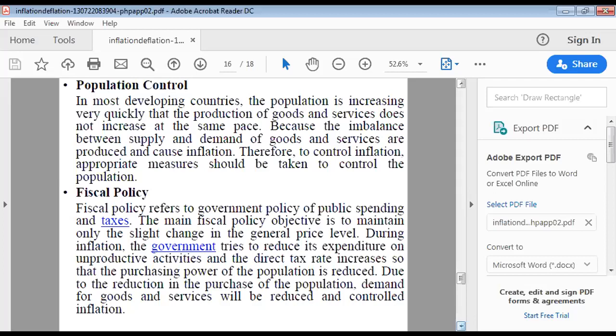Fiscal policy refers to government policy of public spending and taxes. The main fiscal policy objective is to maintain only a slight change in the general price level. During inflation, the government tries to reduce its expenditure on unproductive activities, and the direct tax rate increases so that the purchasing power of the population is reduced. Due to the reduction in the purchasing power of the population, demand for goods and services will be reduced and inflation controlled.